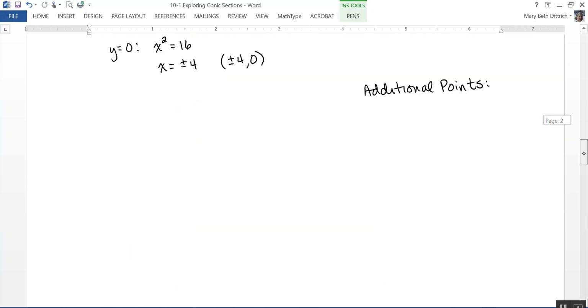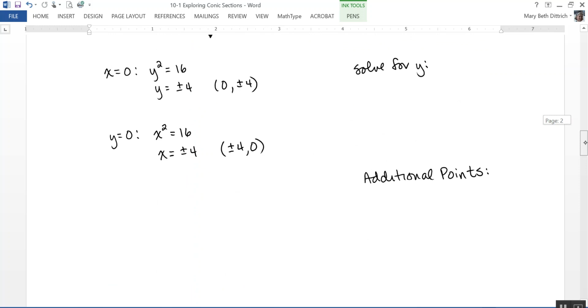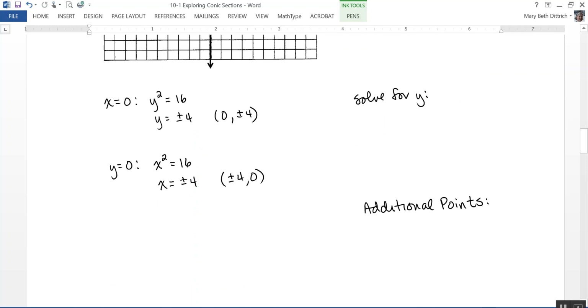So in order to graph in the TI calculator, it only graphs functions, so we actually have to solve this for y. So let's solve our equation for y, subtracting x squared on both sides. Gives me y squared equals 16 minus x squared, and then taking the square root of both sides is going to give me y equals positive or negative square root of 16 minus x squared.